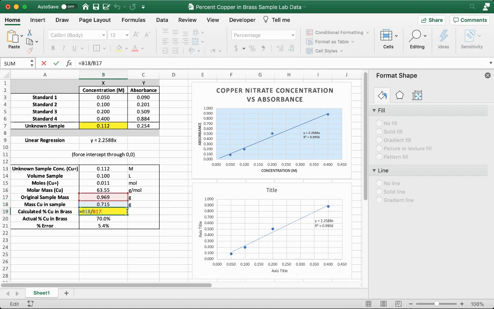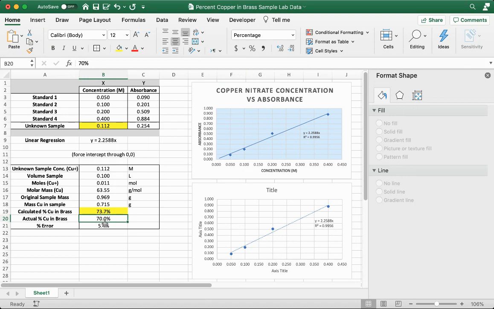Okay, and so that's what we have here. And you want to make sure it's in terms of percent. In order for it to show up like this, you can just click the percent sign so you don't actually have to separately multiply by 100 to get a percent. It'll just automatically do that for you. Okay, and then the actual percent copper in this brass is 70%.